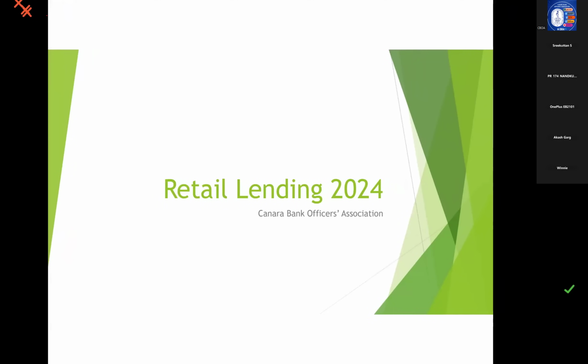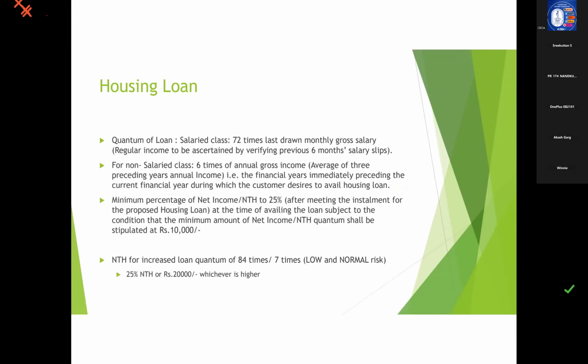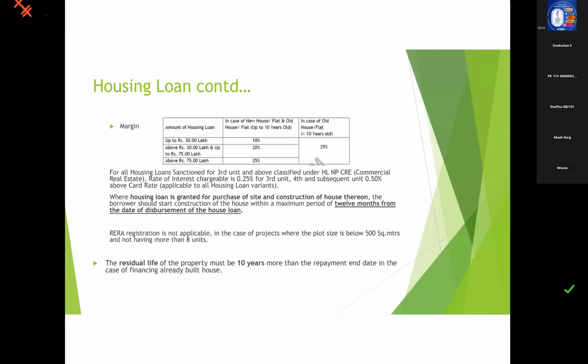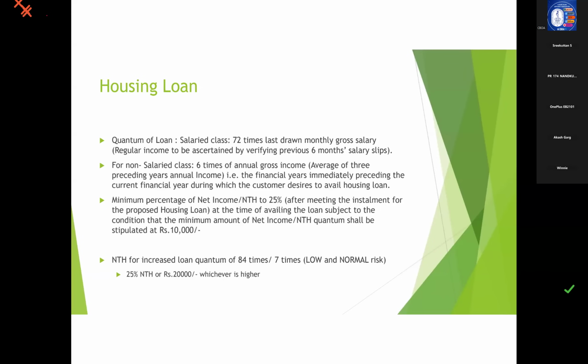Now, when we come across retail lending, the most important product is obviously housing loan. Yesterday we talked about housing loan with regard to some of the policy guidelines, like the margin requirements of housing loan, that we will anyway discuss in this session also. And throughout our discussion, I will touch upon the basic scheme guidelines as well as the policy guidelines which drive the housing loan product.